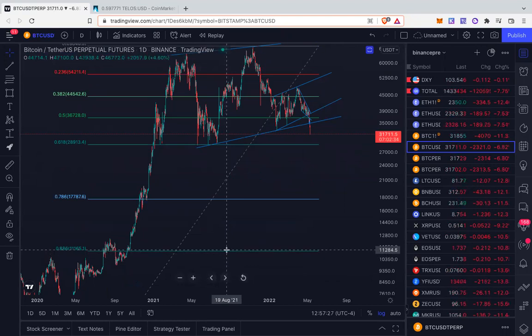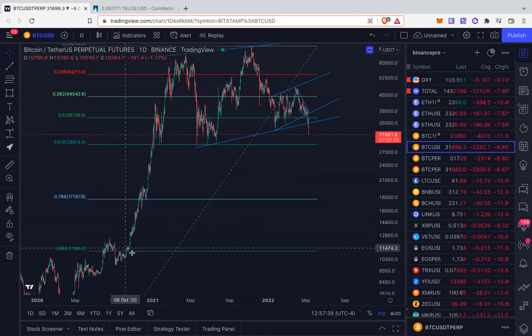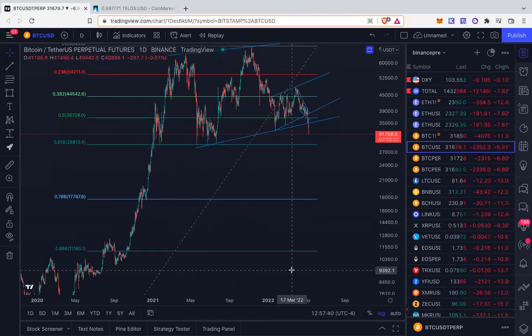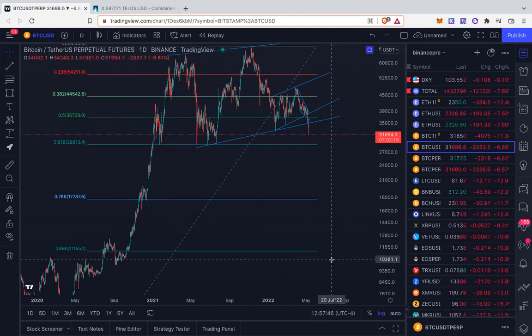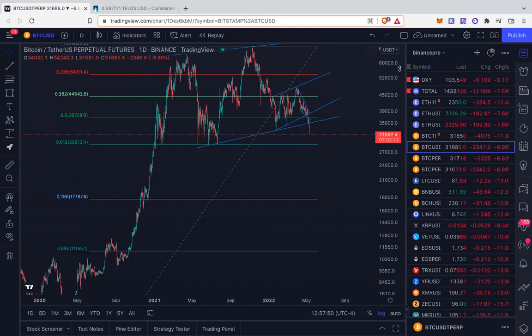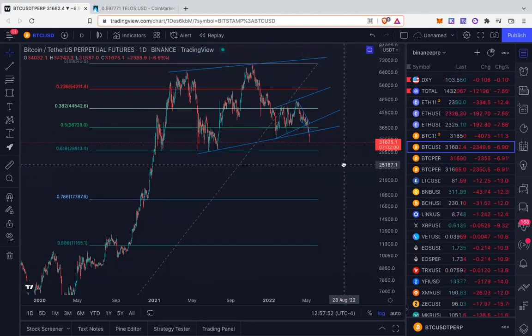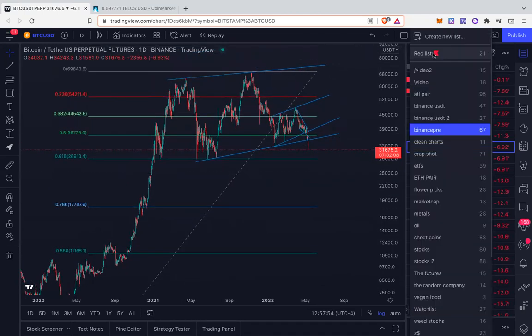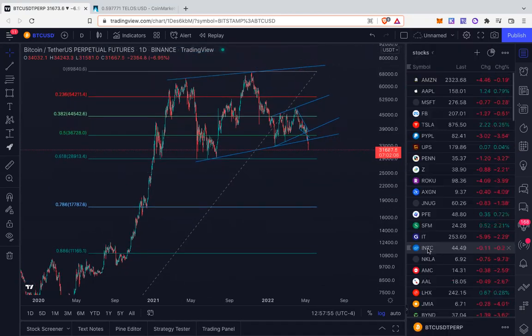Maybe Bitcoin hits its 886. I mean, it's 11.2. Why not? There's support down there. On a weekly, that's the next major support area. Once you break 30, I mean, anything's in the cards, really. But this is my thoughts. This is just my continued analysis on these assets that right now look like they're going to lose a lot more value.